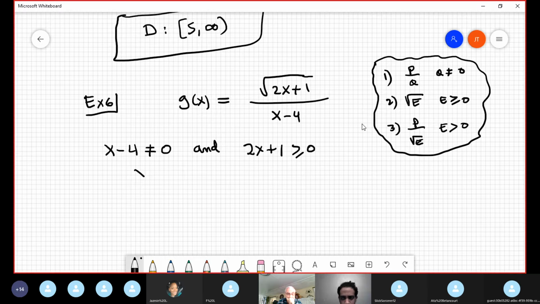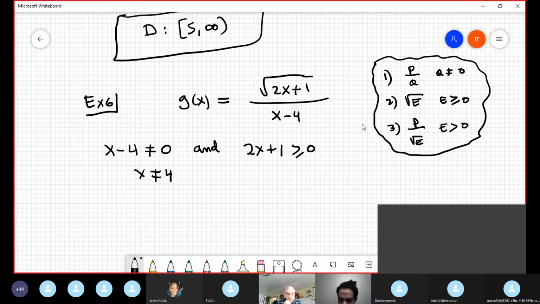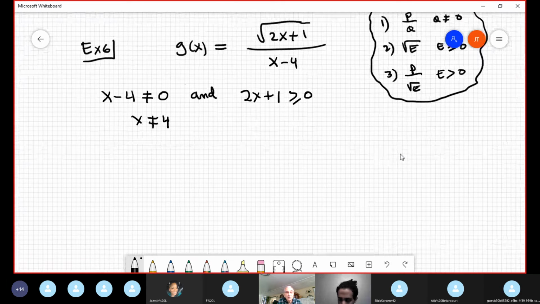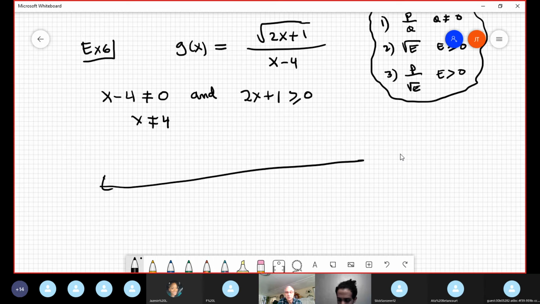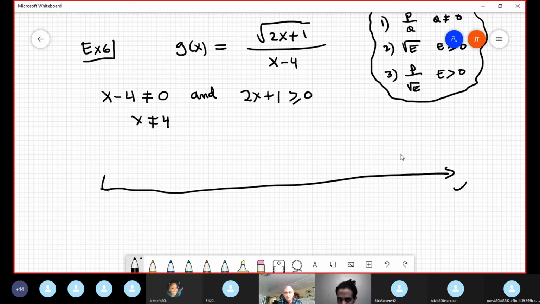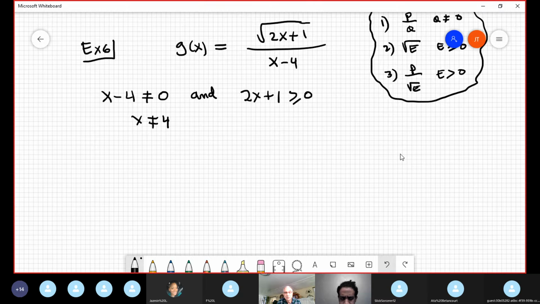So this is x not equal to 4. That means x cannot be 4. Let me try. This is my line, the real numbers. Okay, let me try to do my best.